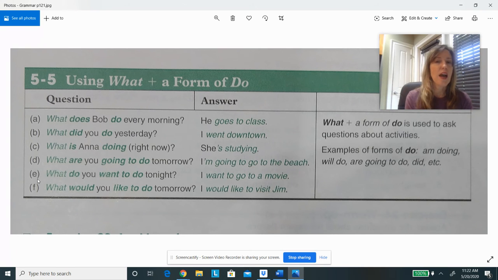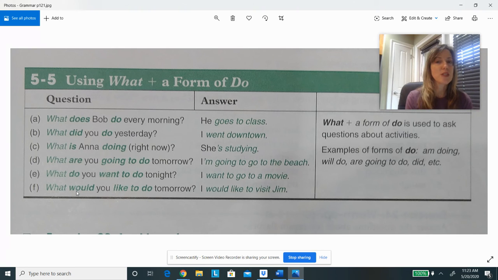Here's a different one that we haven't studied yet. What do you want to do tonight? Well, we are talking about the future, but we're using present tense question form, because you can use simple present sometimes to talk about the future. So we're going to use the helping verb do. Main verb is want. This is an infinitive, to do. After the verb want, you always use an infinitive. So in this case, we're using to do. Again, your answer doesn't have to have do in it. I want to go to a movie.